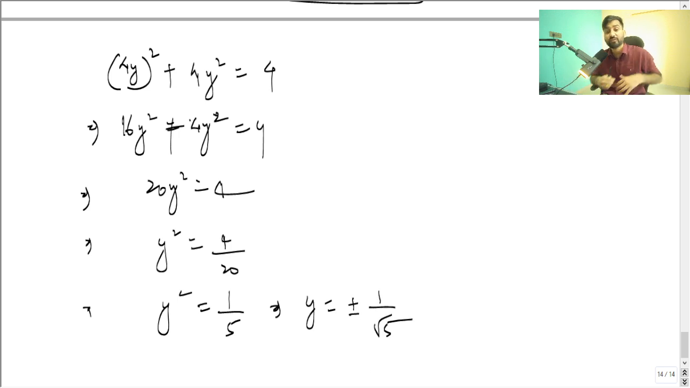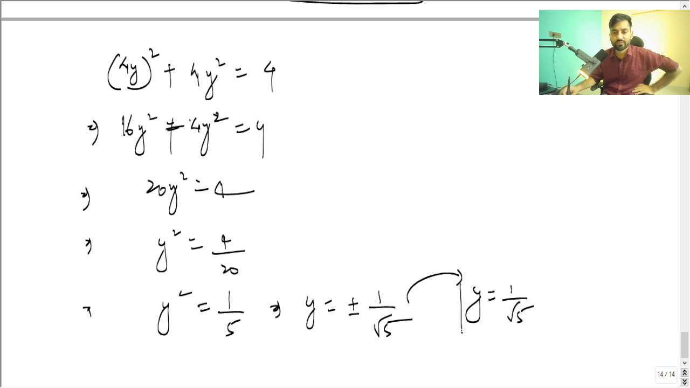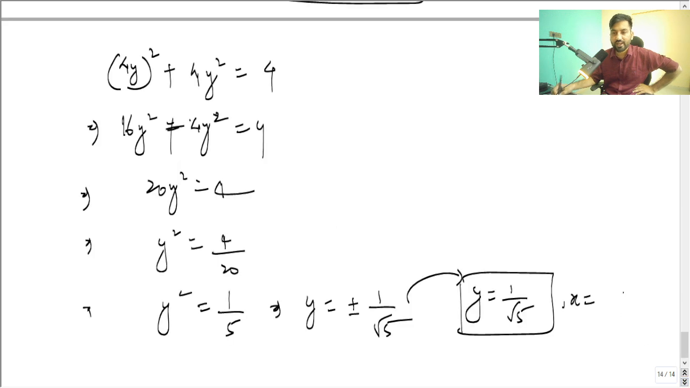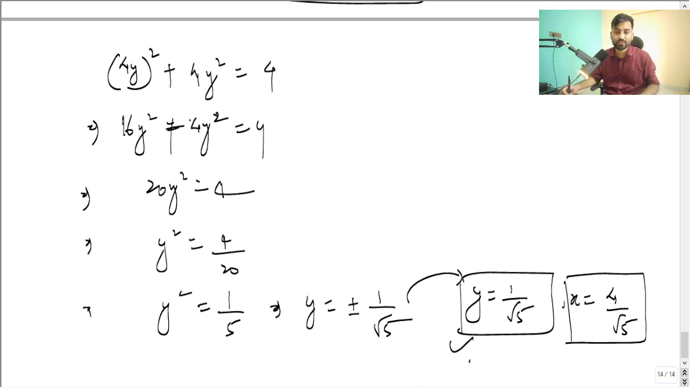But which value of y do you have to take? Here there are two values, plus and minus. But what I told you in the beginning, this point is in the first quadrant of the ellipse, so please take it positive only. So from here, the final value of y is going to be 1 by root 5. Now you can find what is x. x equal to 4y here, right? So x is going to be 4 by root 5, okay? So these 2 points you got, right?